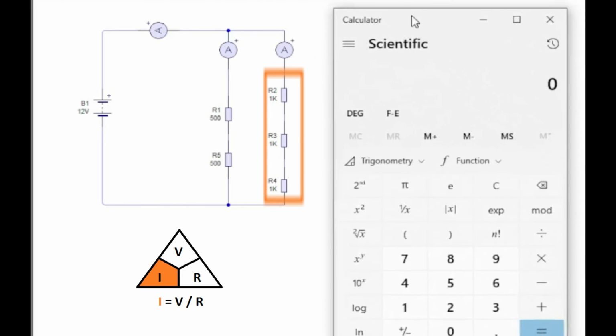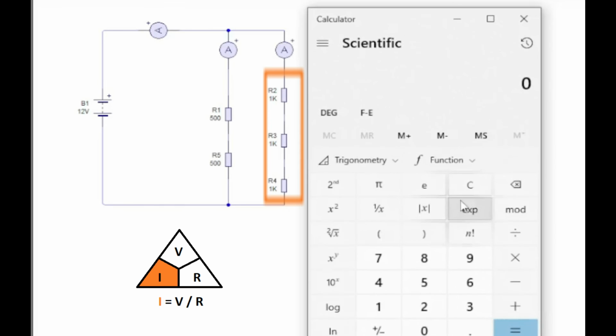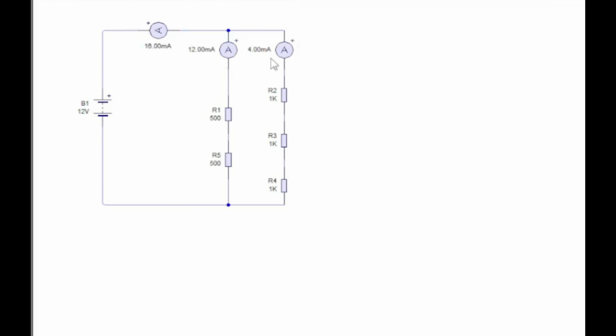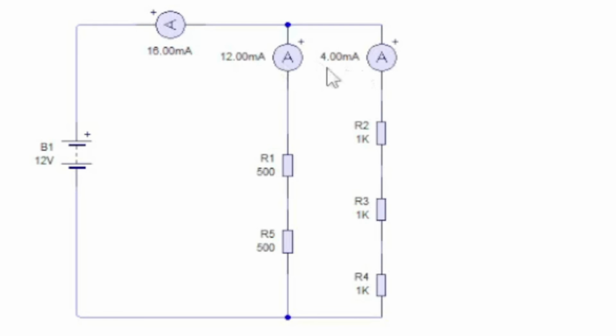V equals IR, so it's going to be 12 divided by what we got here, 1, 2, 3, so 3000. Equals 0.004, so 4 milliamps. Let's play the circuit. 4 milliamps. So you can see 12 plus 4 gives us 16.